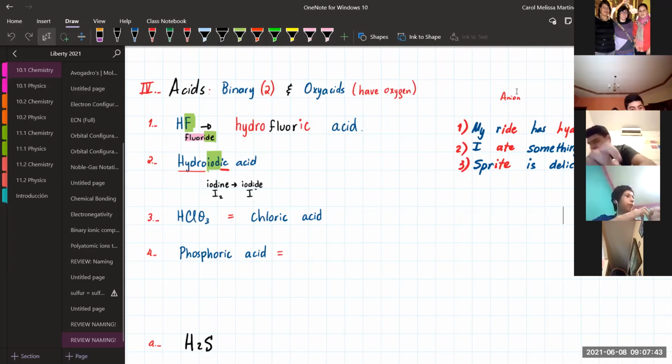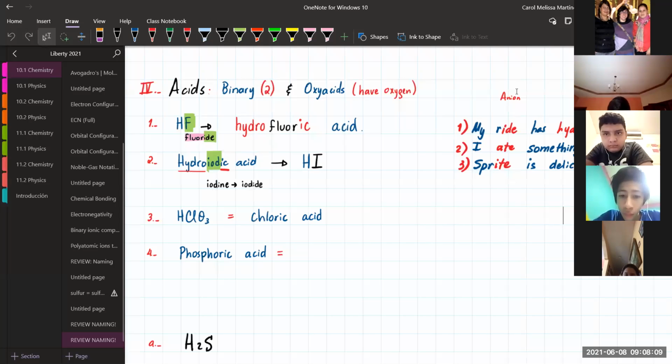Okay, it's different. But in the end, it doesn't matter. All I want you to know is what element we are talking about. So, in the end, the formula for this acid is going to be hydrogen because it's an acid, and the I from iodine. So hydroiodic acid is just HI.